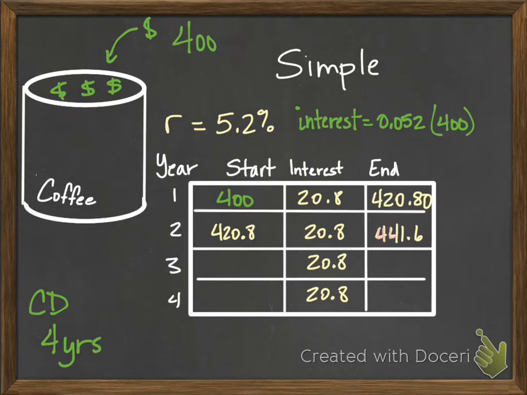Let me make it a different color so you can see where this goes. So this goes 441.6. I add my 20.8, and I get 462.4.